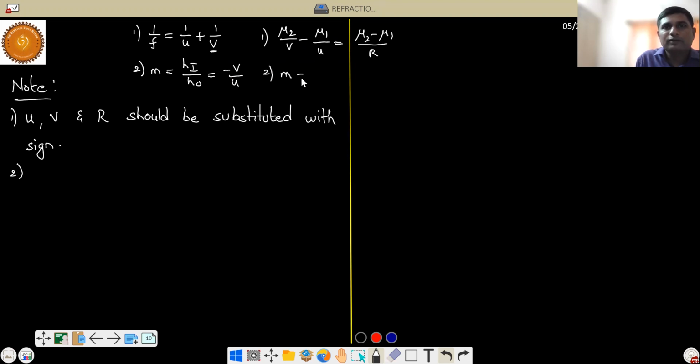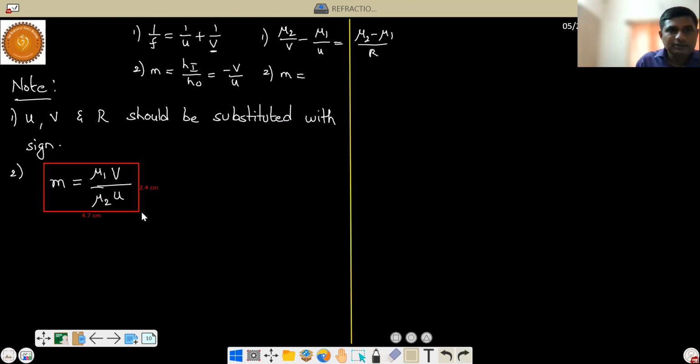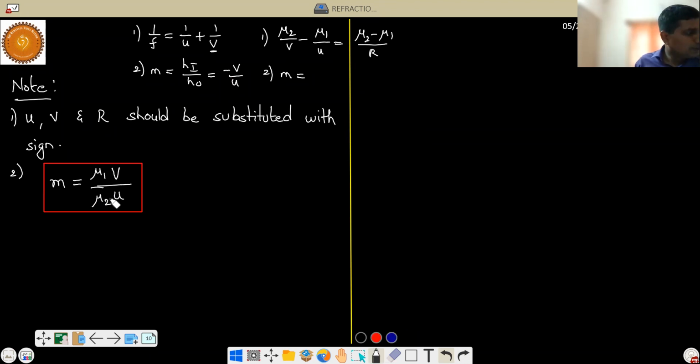And the second one, the magnification formula here, is M equal to V by U, but in addition you will have mu1 and mu2. Please remember, this is a very, very important formula. Remember it as V by U, and just before that, the coefficient mu1 by mu2. So magnification is equal to mu1 by mu2 times V by U.